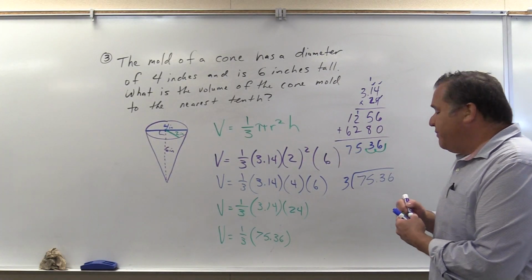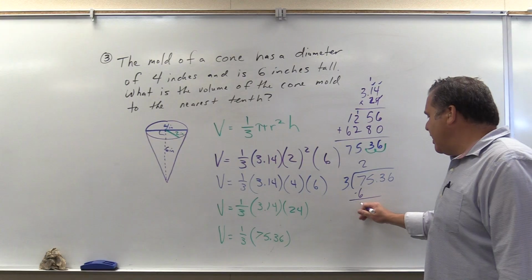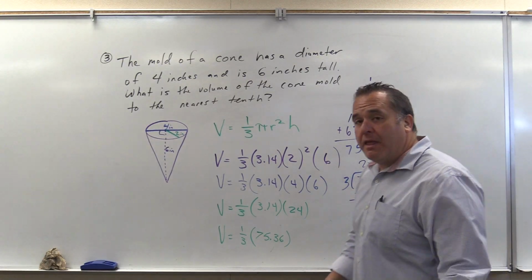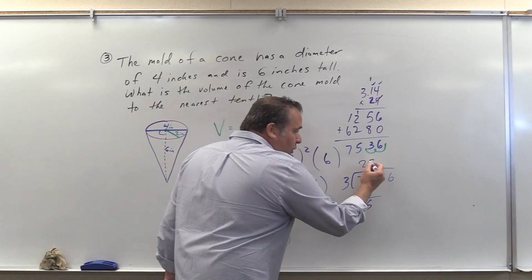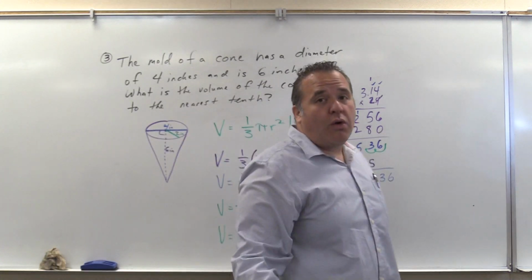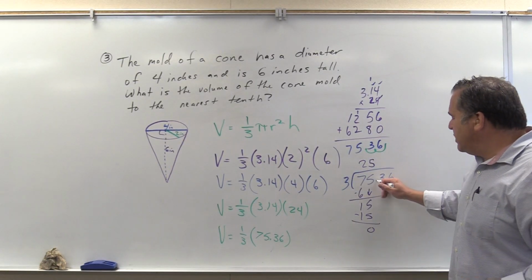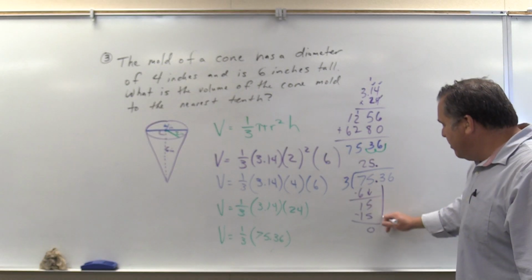3 goes into 7 2 times. 2 times 3 is 6. Subtract, you get a 1. Bring down that 5. Now 3 goes into 15 5 times. 5 times 3 is 15. Subtract. Look at that, that's a 0. What I do at this point, you see this decimal right here? I'm going to bring this straight up so I don't forget about it. Then I'm going to bring down that 3.